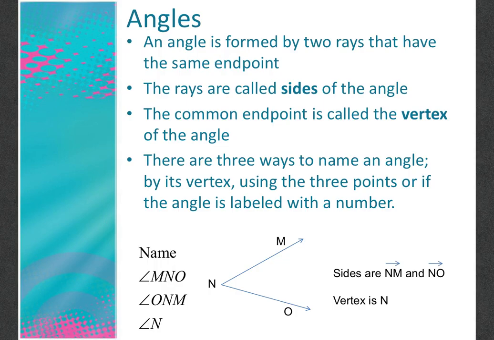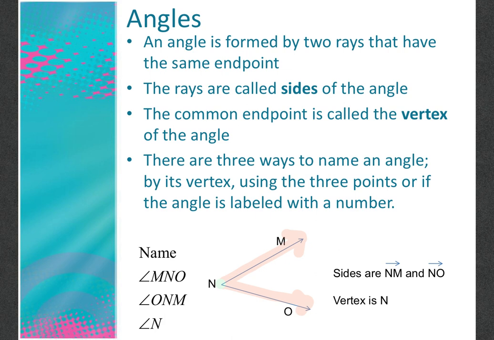So an angle is formed by two rays that have the same endpoint. The rays are called the sides of the angle. So in this diagram, this is a ray and this is a ray. They share the endpoint. And that common endpoint is the vertex of the angle.